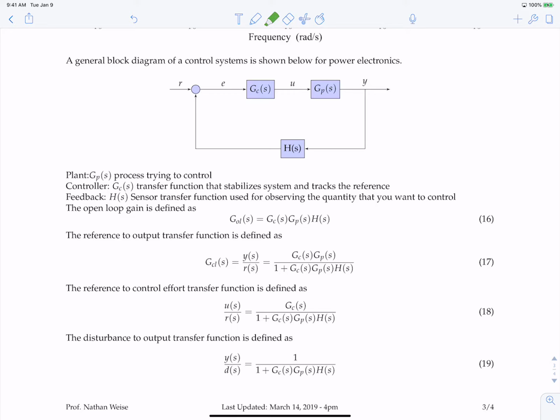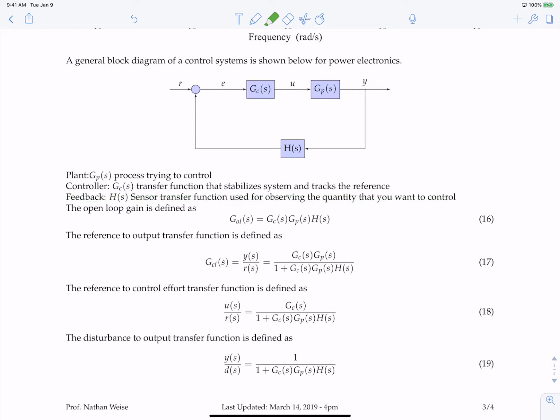If you're driving the error to zero, that means your output is tracking your reference, which is exactly what you want. So, quick overview: GP is called the plant. This is always the process you're trying to control. The controller is the transfer function you're trying to design to stabilize the system and also to track your objective. Feedback, H of S, in general, is just sensor gains for whatever you're trying to control. There's going to be some gain and phase shift associated with that.